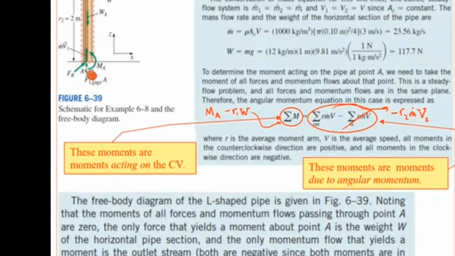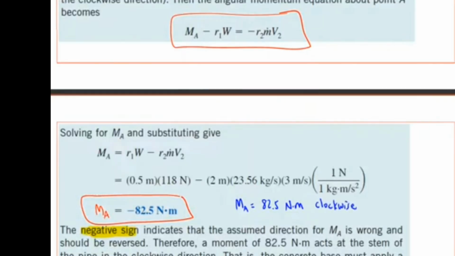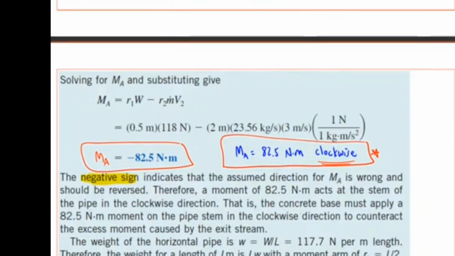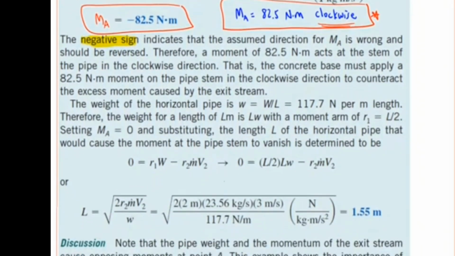We plug in the numbers and get our answer for MA, and note that it's negative, which means our assumed direction for moment MA, which was counterclockwise or positive, was mathematically incorrect. The actual moment is clockwise, implying that in the tug of war between this weight causing a clockwise moment and this jet causing a counterclockwise moment on the pipe, the jet wins. Because the sign can get confusing, I recommend writing the answer as MA equals 82.5 newton meters clockwise. This moment is acting on the pipe.